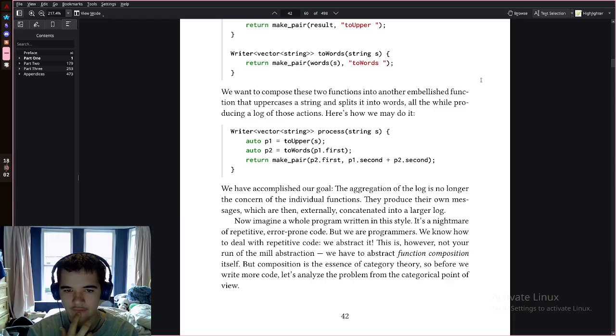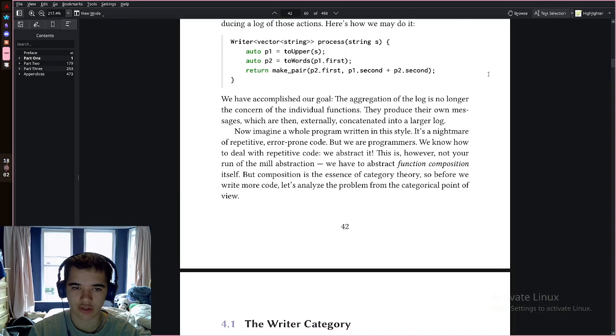Yeah, we have a common goal. The aggregation of the log is no longer the concern of the individual functions. They produce their own messages, which are then externally concatenated into a larger log. Now imagine a whole program written in this style. It's a nightmare of repetitive, error-prone code, but we are programmers. We know how to deal with repetitive code. We abstract it. Usually, when I think of abstraction, it's about reducing repetitive, boilerplatey code.